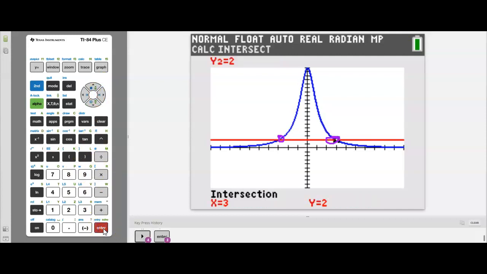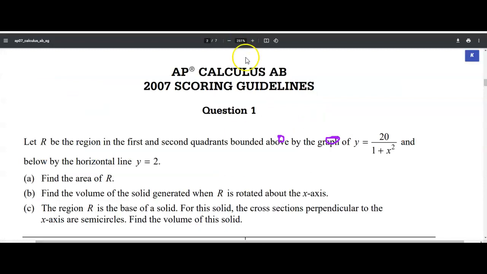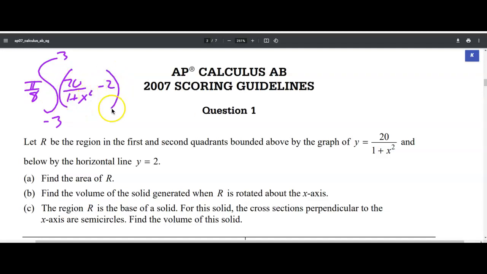Enter 3 times, and it's +3, sure enough. All right, so we now have enough information to go ahead and answer the question that has been asked of us. We are integrating from -3 to +3, pi over 8 times the base, which is 20 over 1 plus x squared minus 2 squared with respect to x. And of course, we'll punch that into our calculator and see what we get at this time.